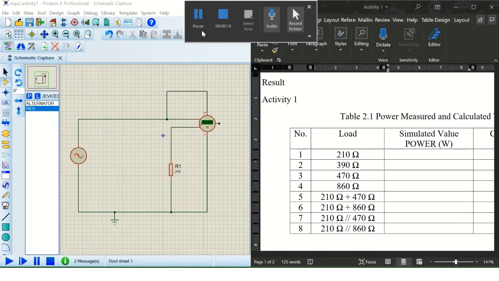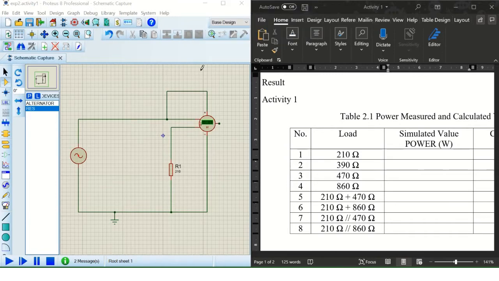Okay, now let's see how power is measured in the resistive load in this circuit. This is the following value of the resistive load. There are 8 values. This is for the single load, and for number 5 and 6, the configuration of the load is in series, and number 7 and 8 is for the parallel configuration of the resistive load.